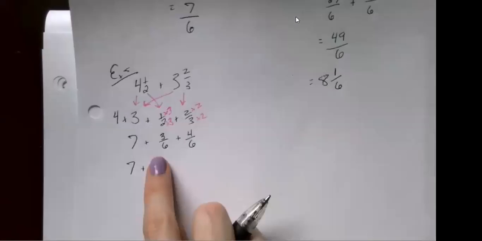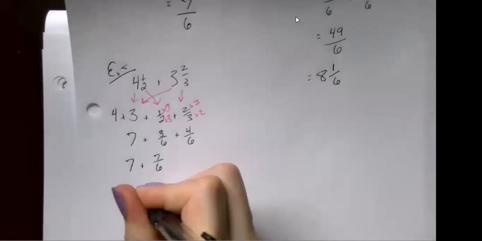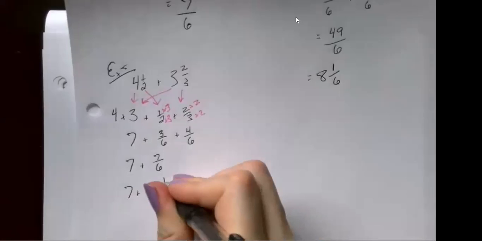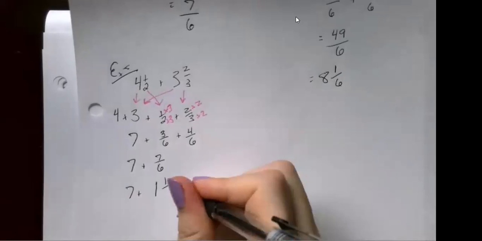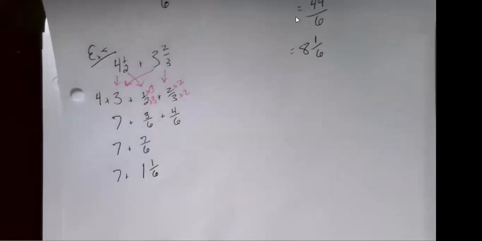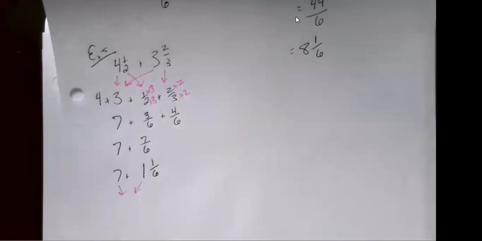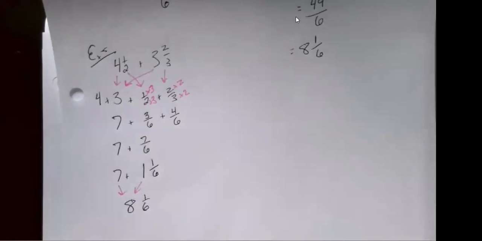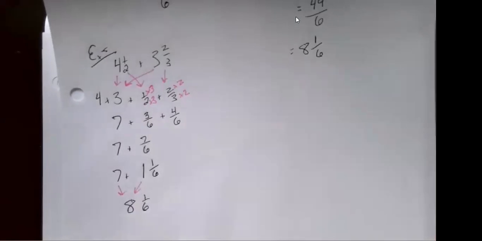Turn this fraction back into a mixed number. So 6 goes into 7 once. There is 1 left over, since 6 times 1 is 6. And keep our denominator. And then lastly, add our two big numbers together again, which gives us 8 and 1/6. So either way, you get 8 and 1/6 as your final answer.